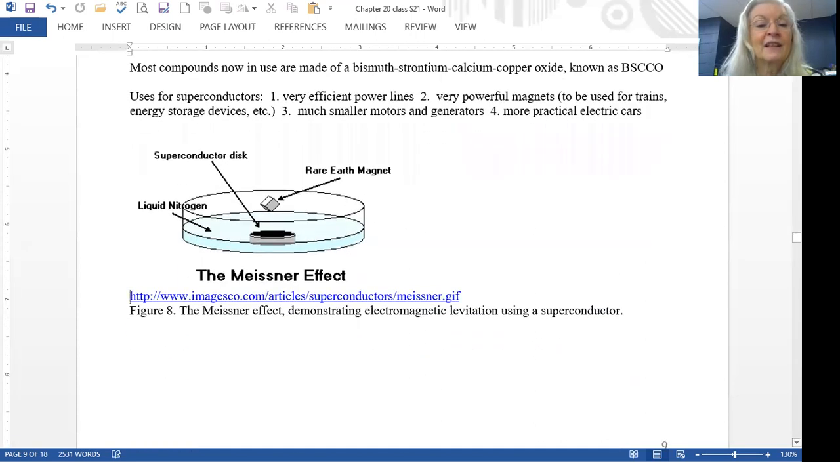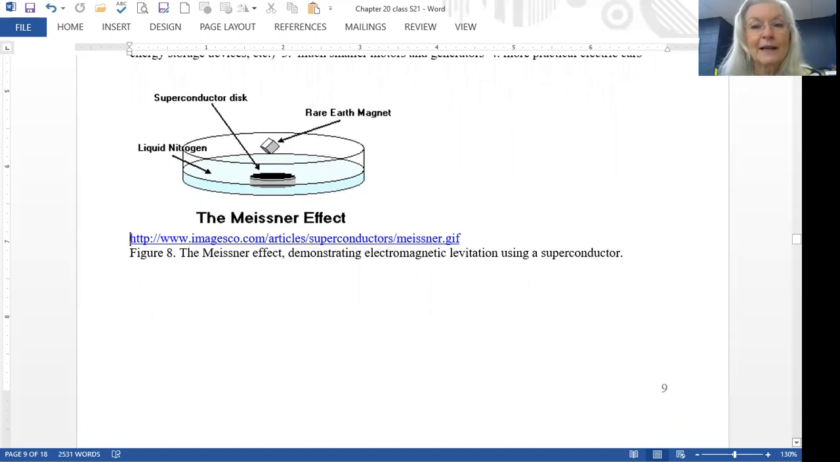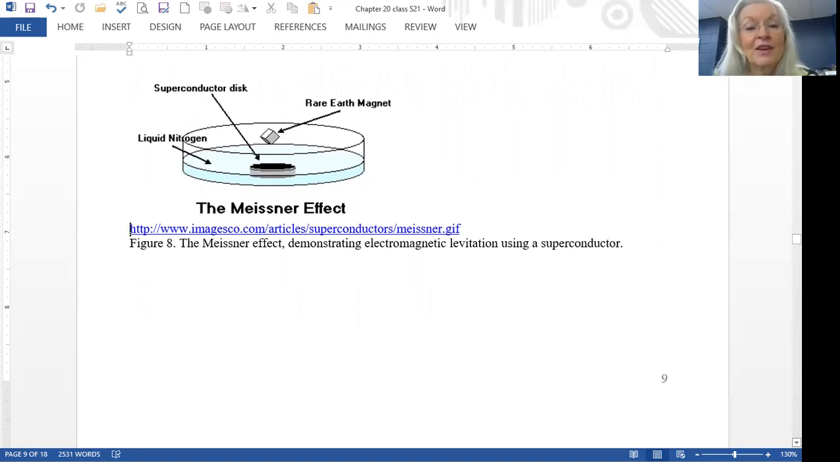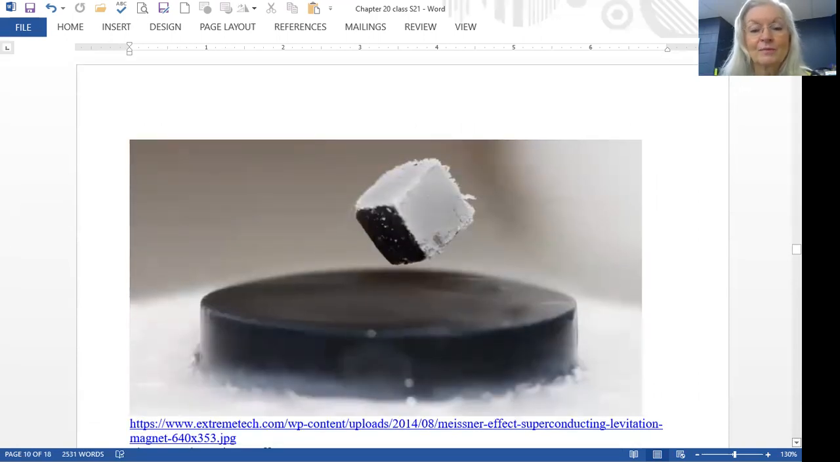One of the neat things about superconductors is something called the Meissner effect. If you have a rare earth magnet and a superconductor disk and you make the disk really cold, it alters the magnetic field in the disk, and it allows this really powerful tiny magnet to hover over the superconductor disk. And so that's just a little neat trick. I don't have any liquid nitrogen, so we will not be playing with the Meissner effect, although it would be neat. There are lots of videos on YouTube.